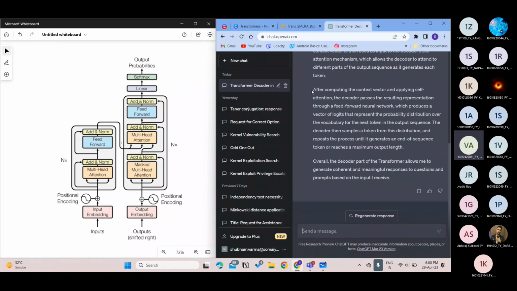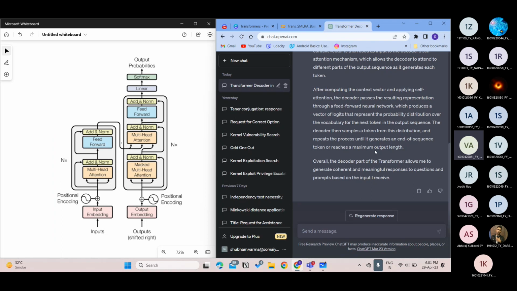As you can see here, even the transformer says, after computing the context vector and applying self-attention, the decoder passes the resulting representation through a feed-forward neural network, which is here, which produces a vector of logits that represent the probability distribution over the vocabulary. So what came out from here was a 10,000-dimensional output. Basically, the dimension is 10,000. So a 10,000-big 1D array, in which there might be a high probability that gave you this word. Every word came out from there.